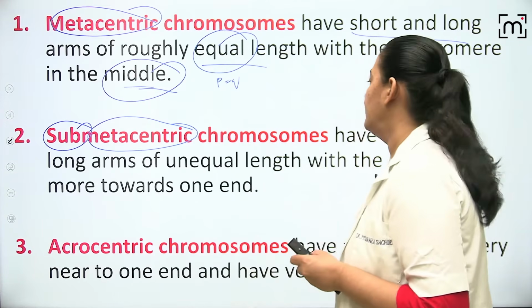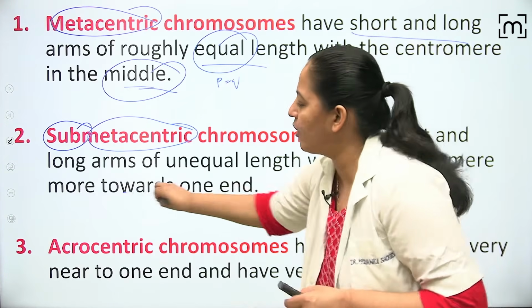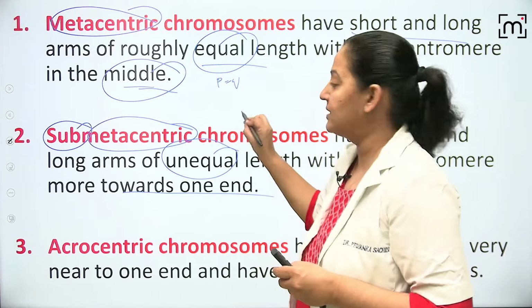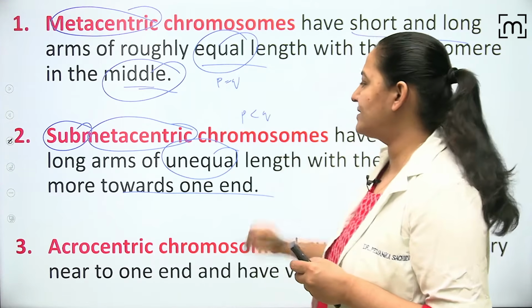It is not metacentric. Here the centromere is towards one of the ends. It is not at the center. That's why the two arms are unequal. So P is smaller than Q. Q is larger than P.